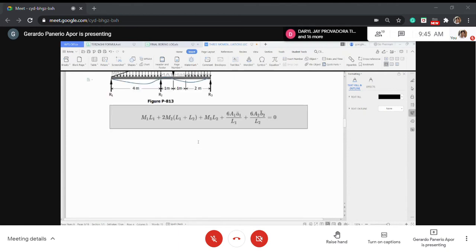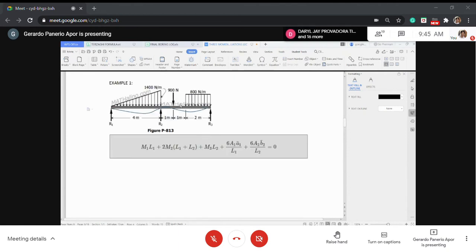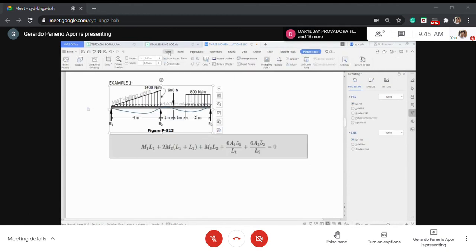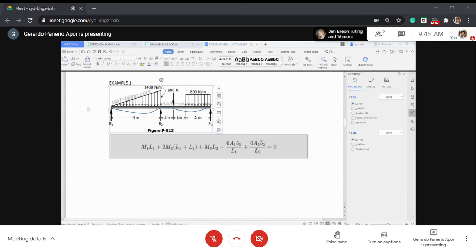So the first equation, I will copy it. I will copy it to my home copy, based on how I analyze it. Okay, so I am going to copy this.